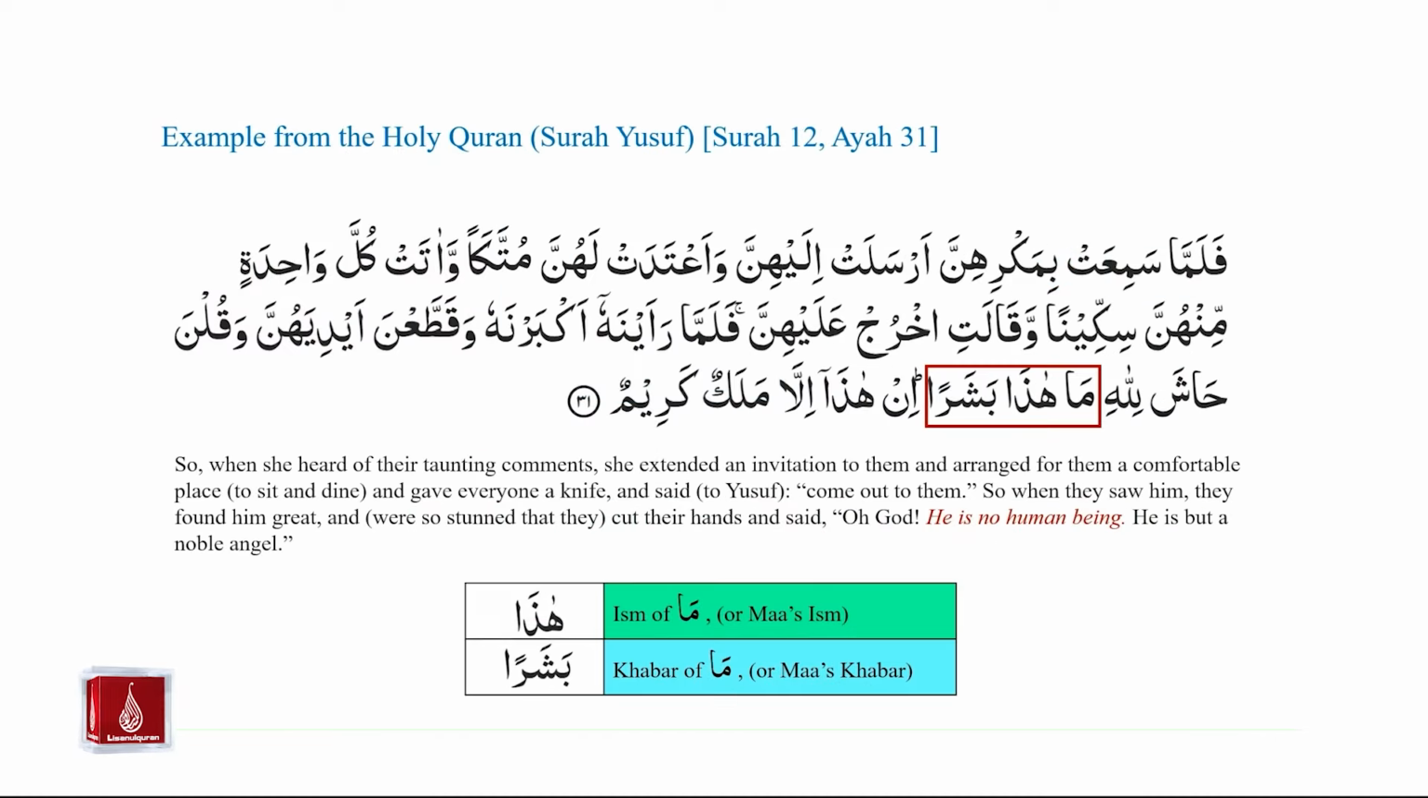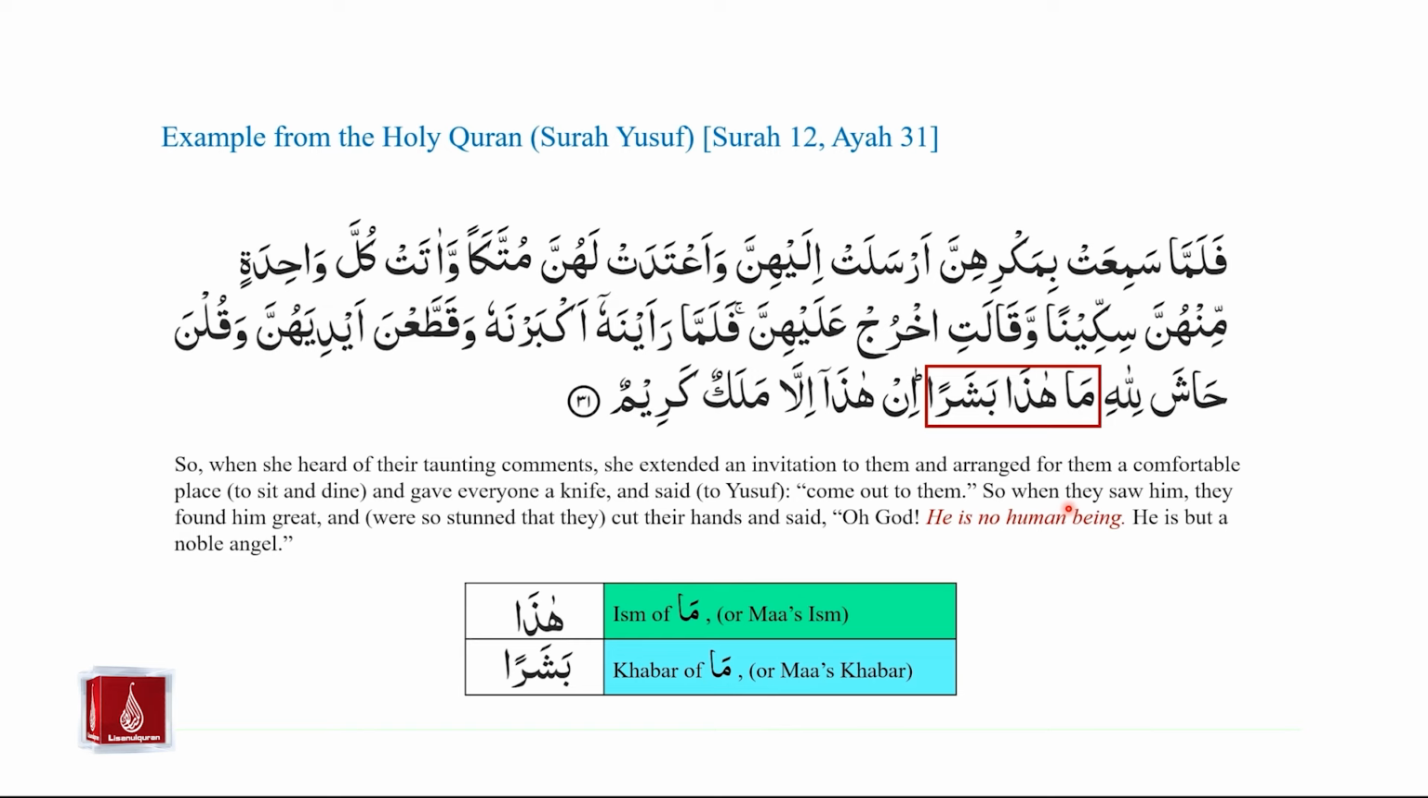Let us look at an example of the use of ma from the Holy Quran. We will look at Surah Yusuf, Surah number 12, Ayah 31. In this ayah, it is written, "So, when she heard of their taunting comments, she extended an invitation to them and arranged for them a comfortable place, and gave everyone a knife, and said to Yusuf, 'Come out to them.'"